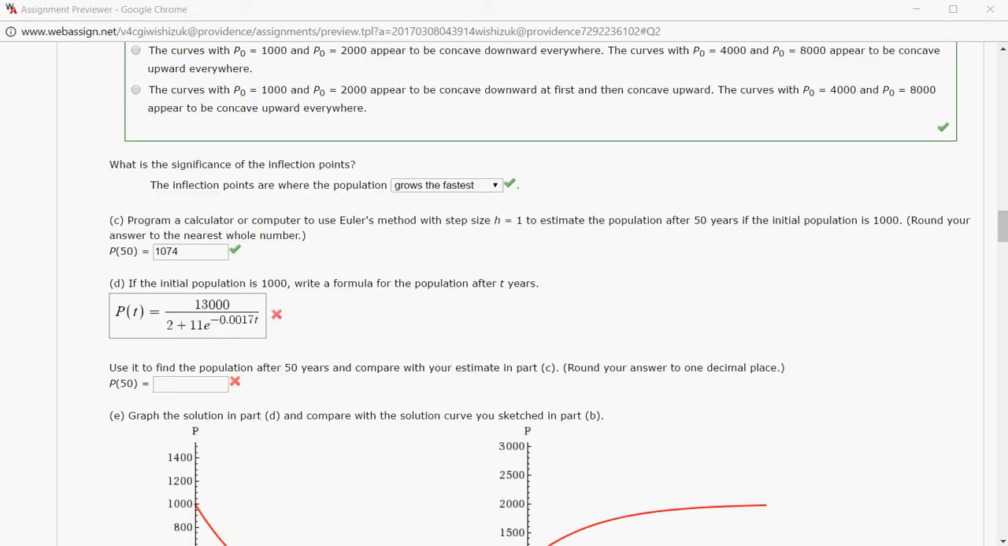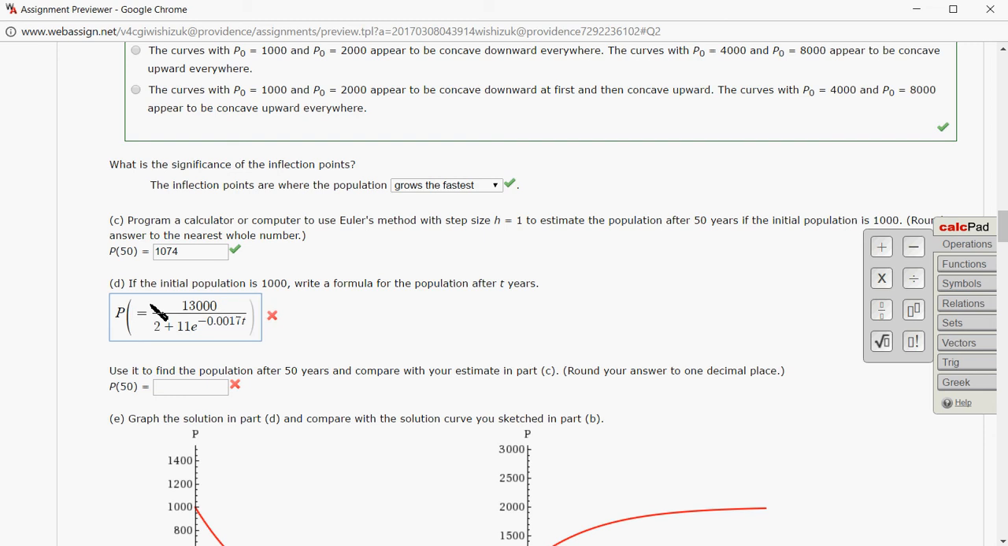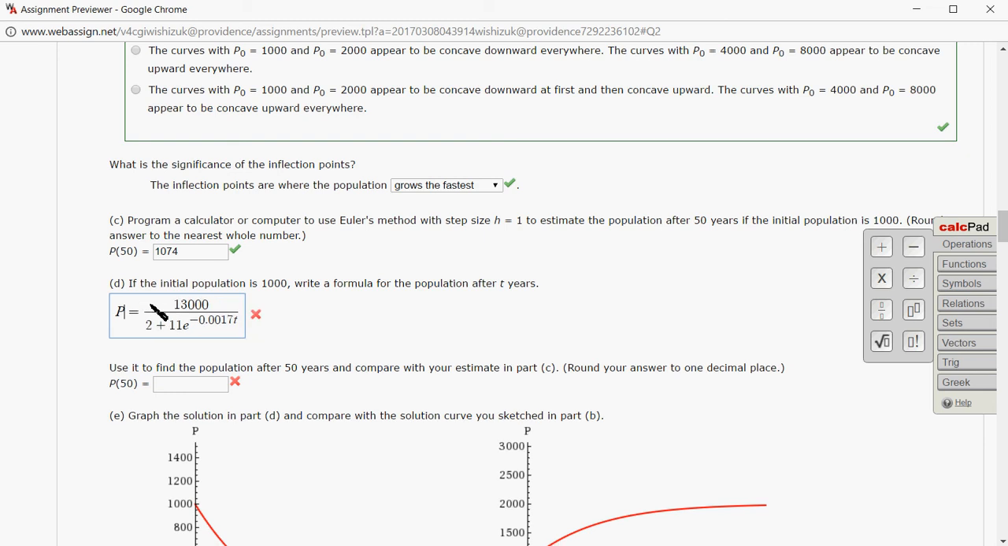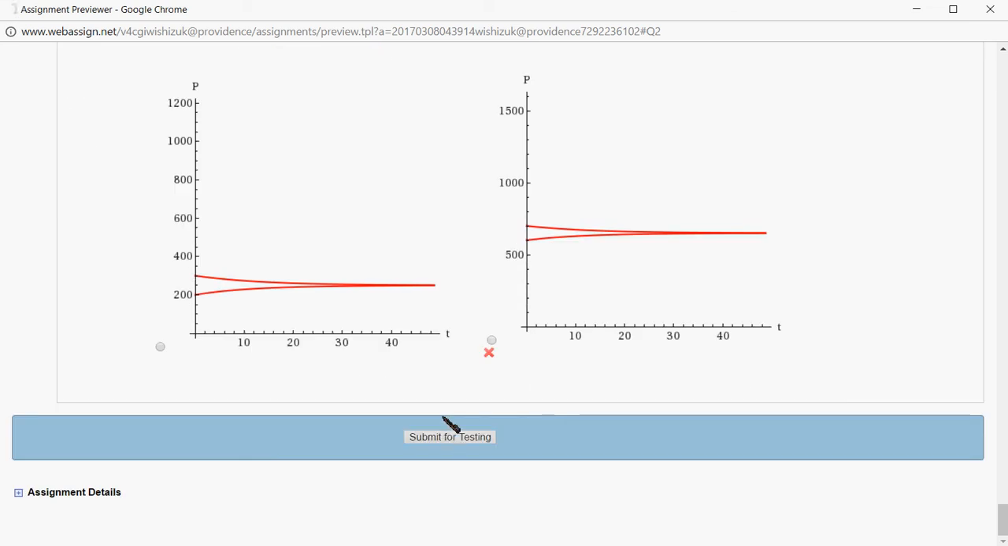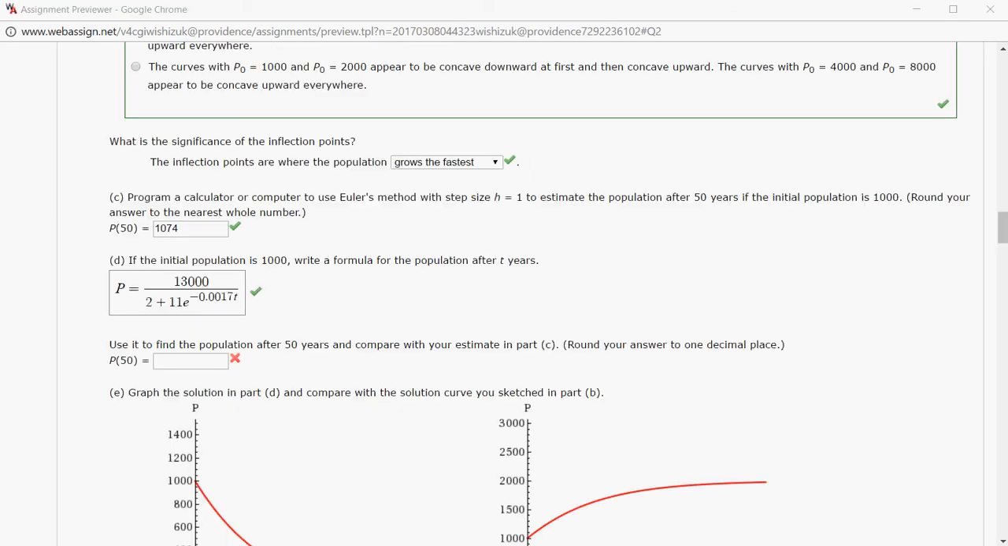For some reason they didn't like that answer. Maybe I shouldn't put the of t, so let's double check there, and hopefully it'll be accepted. It came back and looks like we got this one correctly. So I shouldn't have put P of t; it's just going to be P. Now, use this to find the population after 50 years and compare with your estimate in part C. Let's do that.